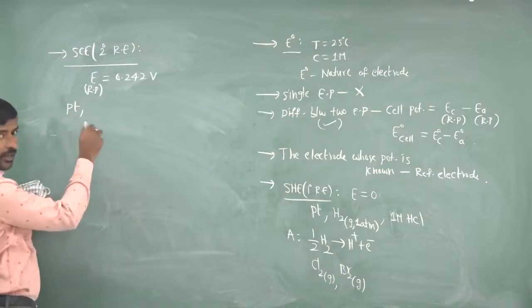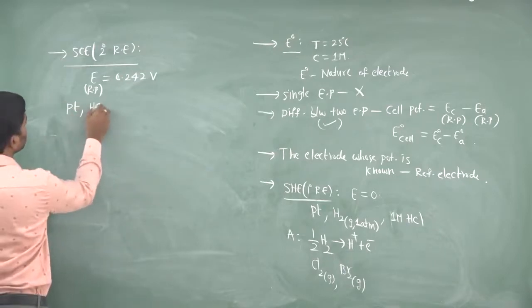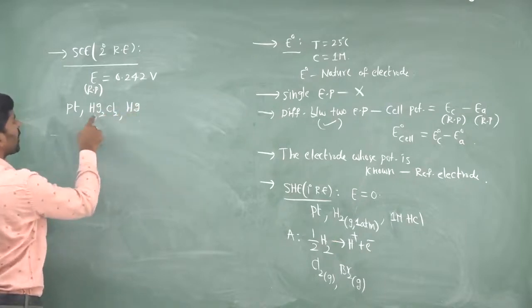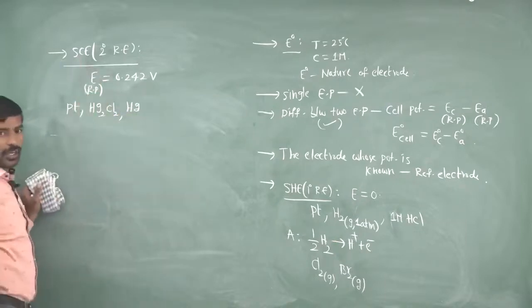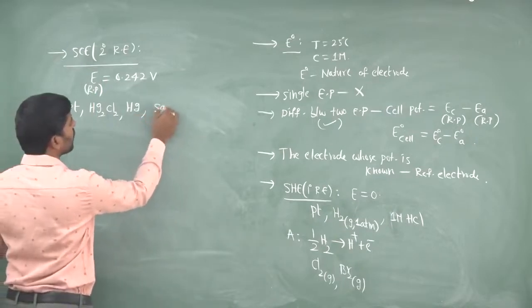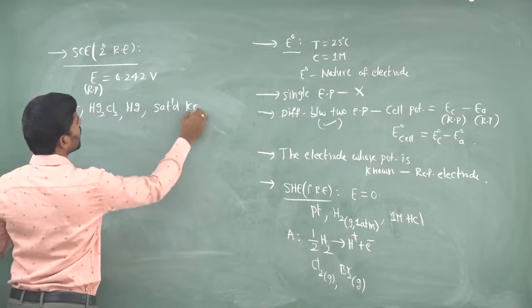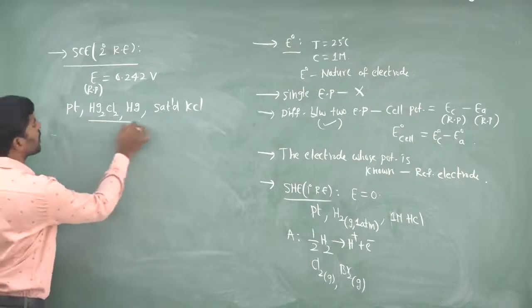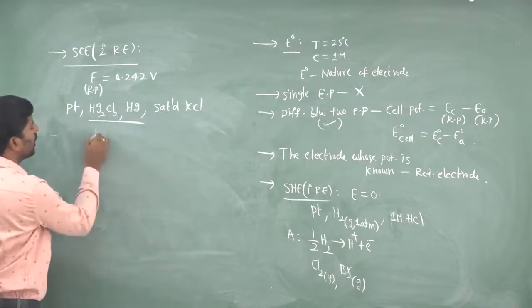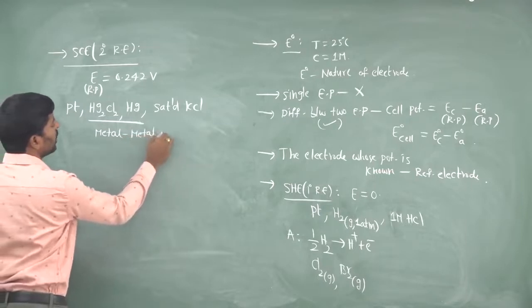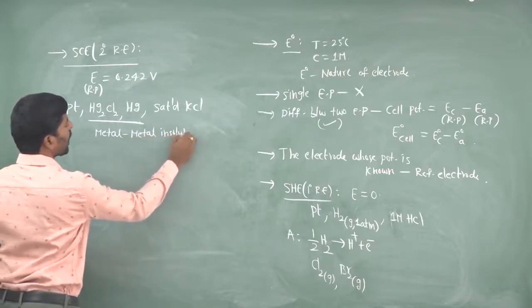What are the various components present? Platinum for electrical contact, mercurous chloride, which is also called calomel, in contact with saturated KCl. It is an example for which electrode? Metal insoluble salt electrode.